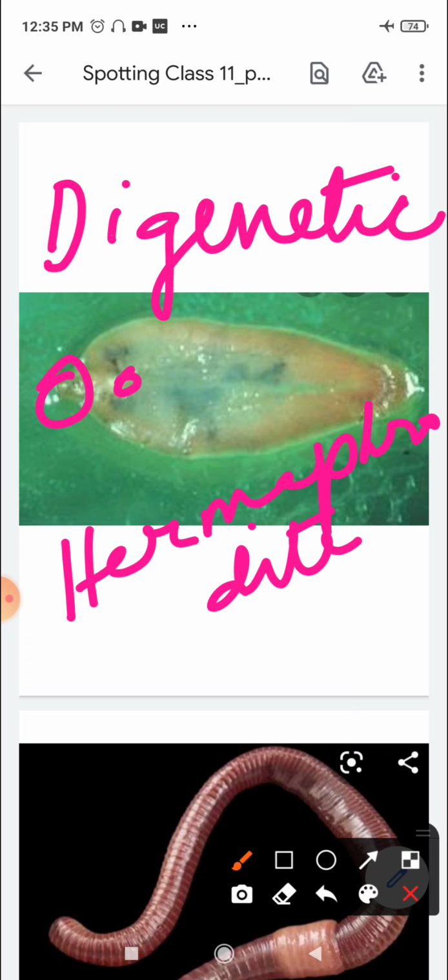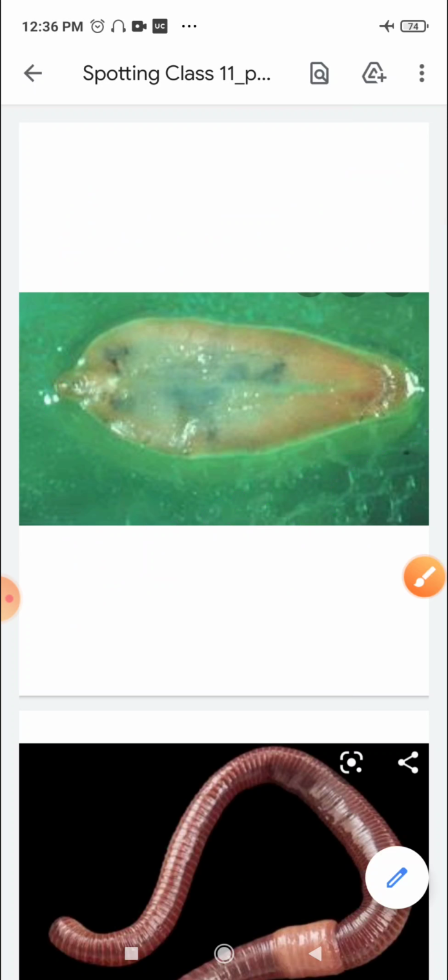Now if we talk about the diagnostic features, that basically means what are the identification features. The identification features are that the body is roughly triangular in shape, it is leaf-like, covered with cuticle, and has the presence of two suckers, right? So that's about the diagnostic features. All the details of the identification characteristics I will provide you with the PDF, right?